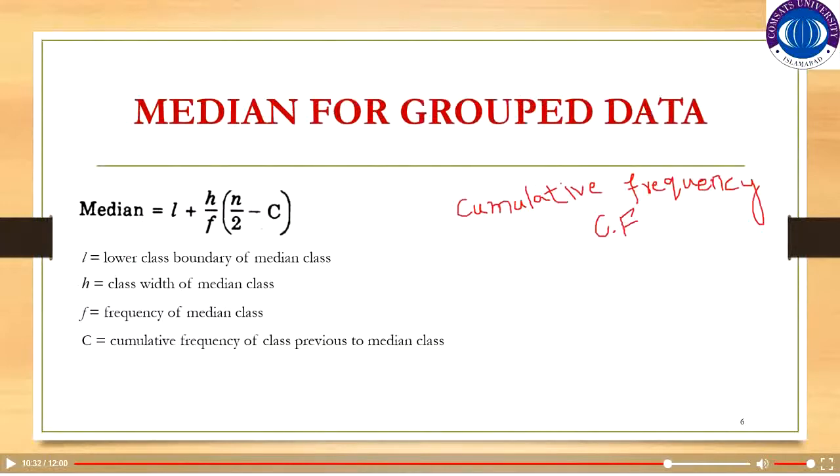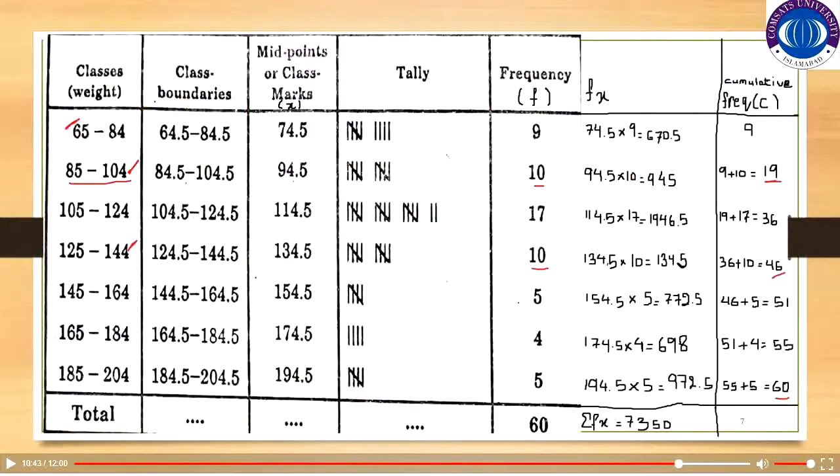Now we will come back to the formula of median. To calculate median, first we will find a factor that is n by 2. As we have studied that median is the middle value, so we will see what is the middle value of this data set. In ungrouped data, we have seen that each and every observation was given, so we count the position and get a number.